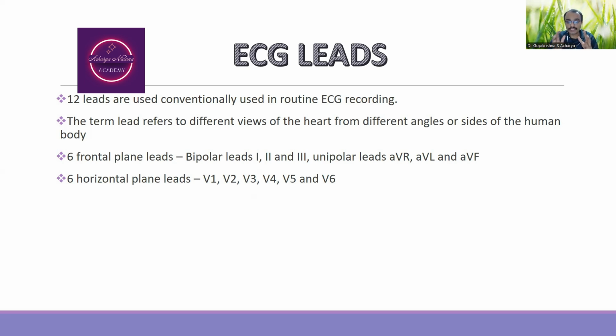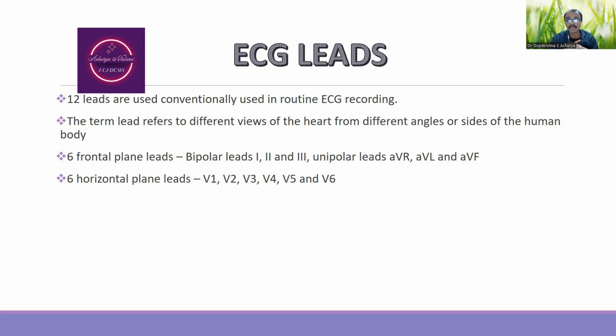The reason for calling frontal plane leads limb leads is that the electrodes are placed on the limbs, whereas the horizontal plane leads are termed chest leads because these leads are kept over different locations of the chest. The 6 frontal plane leads are 3 bipolar leads and 3 unipolar leads. The 3 bipolar leads are lead 1, lead 2 and lead 3, and the unipolar leads are AVR, AVL and AVF.